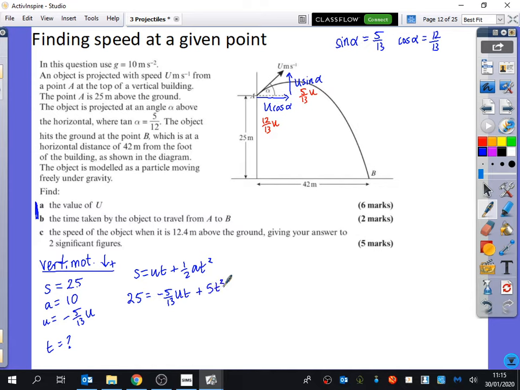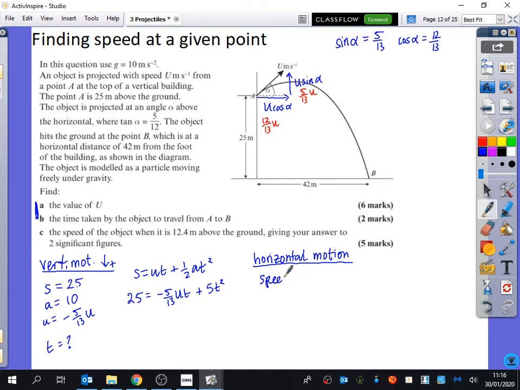Maybe vertical wasn't the best one to start with because we've now got an equation with a couple of unknowns here. So maybe we should look at horizontal and then put them back together. No harm if we do them in two different ways. We're going to do simultaneous equations, yeah. So we'll look at horizontal motion.